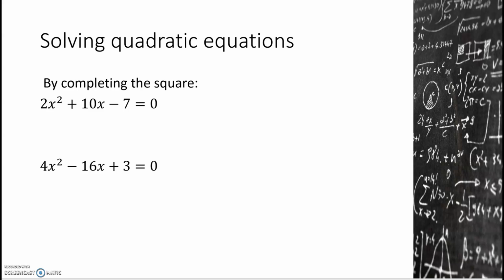Now the second way of doing things is by completing the square, and what we need to do is kind of factorize it to start with. Let's rewrite it like this, with taking out a common factor of 2, and then we can divide both sides by 2, and then we can put this number onto the right hand side. So then we've got x squared plus 5x equals 3.5.